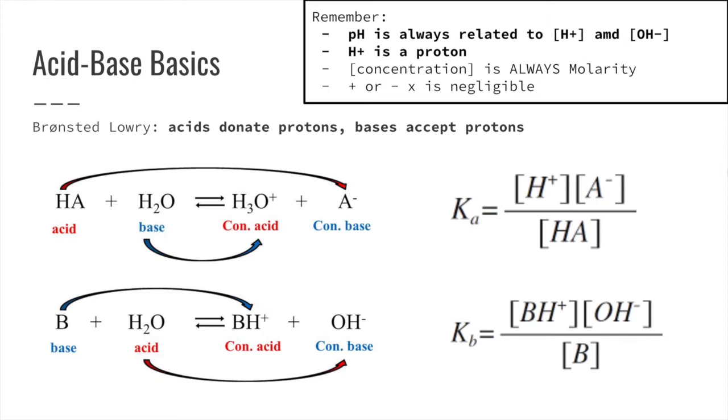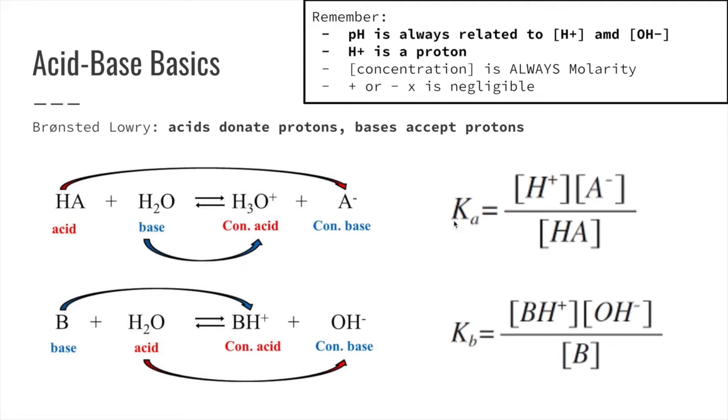Before we can talk about titrations, we need to understand acid-base basics. According to the Bronsted-Lowry definition, acids donate protons and bases accept protons. A proton is basically an H+ ion because a hydrogen atom without an electron is just a proton. When an acid gives away its proton, it becomes its own conjugate base, and when a base accepts a proton, it becomes its own conjugate acid.